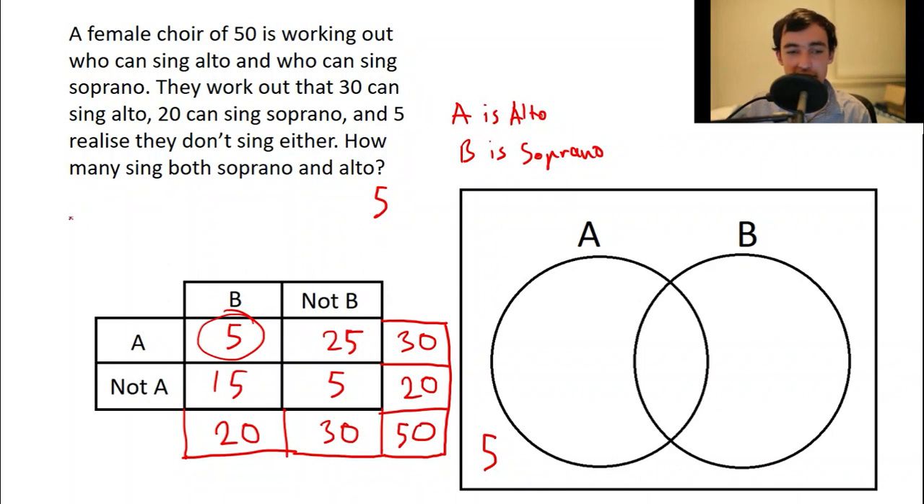And if they asked you, just be careful about this. If they ask you, let's say I'm going to choose a person at random from this group of 50, from this choir, what's the probability that they sing both alto and soprano? That won't be 5. That will be 5 over 50, which is 1 over 10. So just be careful with that one.